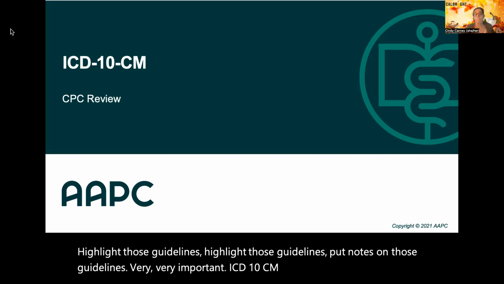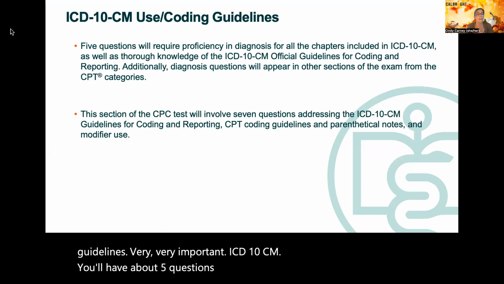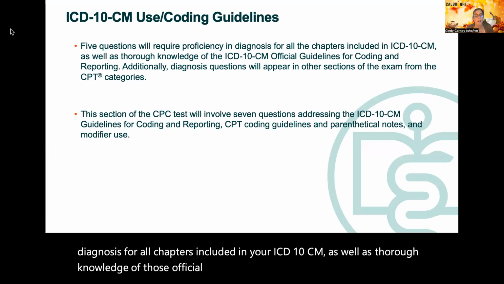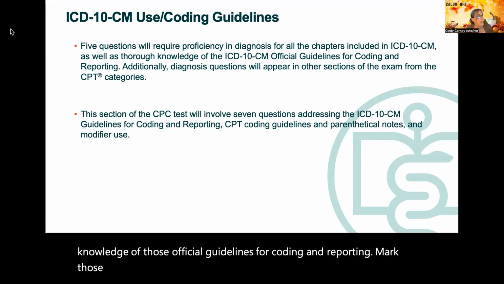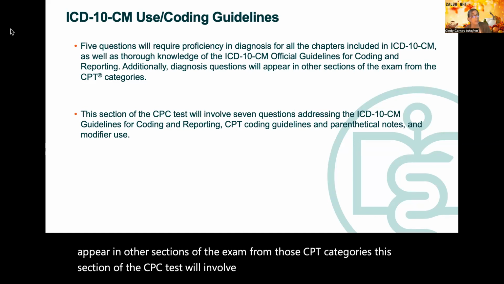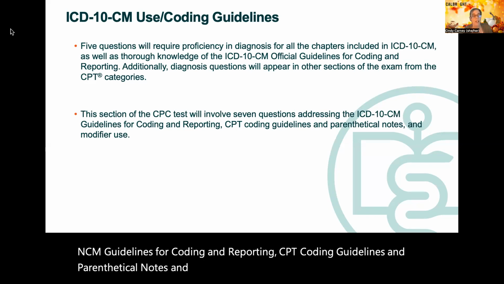ICD-10 CM. You'll have about 5 questions for this section that will require proficiency in diagnoses for all chapters included in your ICD-10 CM, as well as thorough knowledge of those official guidelines for coding and reporting. Mark those guidelines in your ICD-10. Additionally, diagnosis questions will appear in other sections of the exam from those CPT categories. This section of the CPC test will involve 7 questions addressing the ICD-10 CM guidelines for coding and reporting, CPT coding guidelines, and parenthetical notes and modifier use.